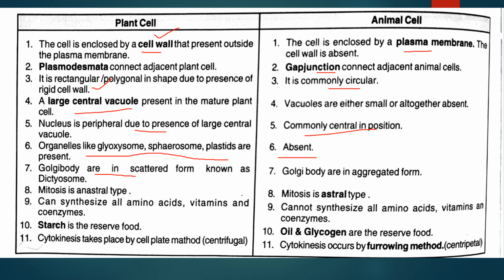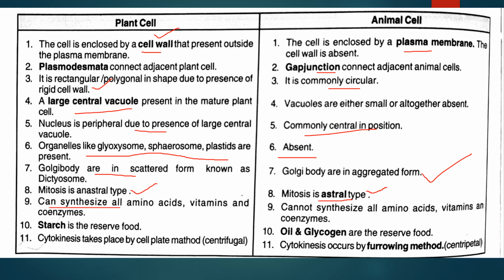Golgi bodies are in scattered form known as dictyosome in case of plant cell, but in case of animal cell, the Golgi bodies are in aggregated form. Mitosis is anastral type in plant cell. Anastral means spindle fibers are not formed during the mitosis or cell division, but in case of animal cell, they produce the spindle fibers, or aster is formed and from that aster spindle fibers are produced.